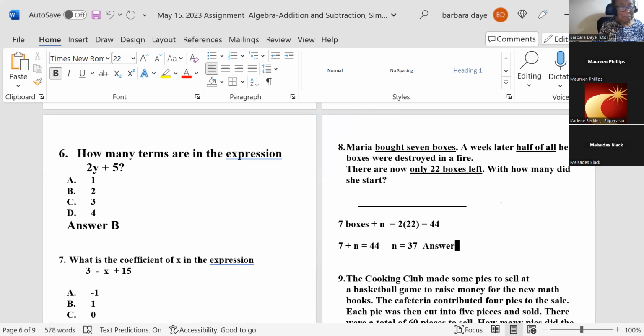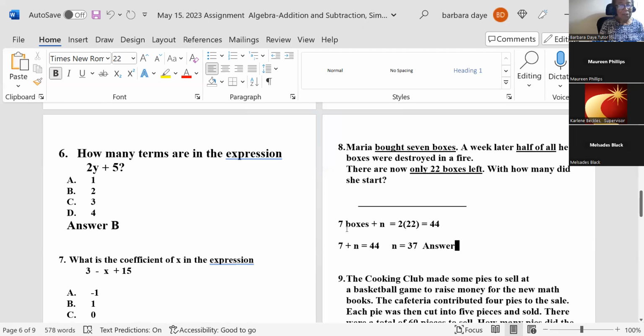What got me thinking, I says, wait a minute. There are now 22 left. That means she had some boxes before. No, I wanted you to figure it out that she had some boxes. See, I want you to kind of see the math. She started out with some boxes and she bought 7. And you can write that as 7 boxes plus N. Maria started with N boxes and she bought 7 additional.